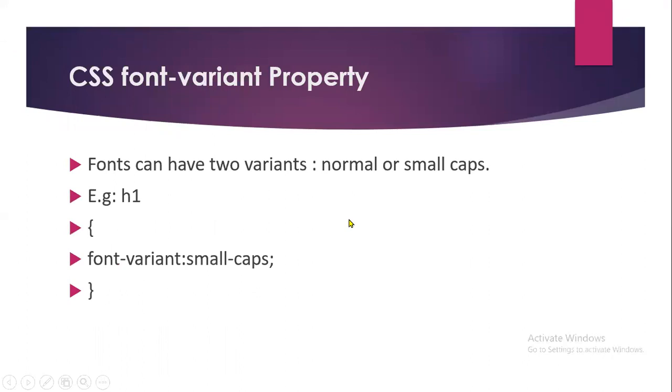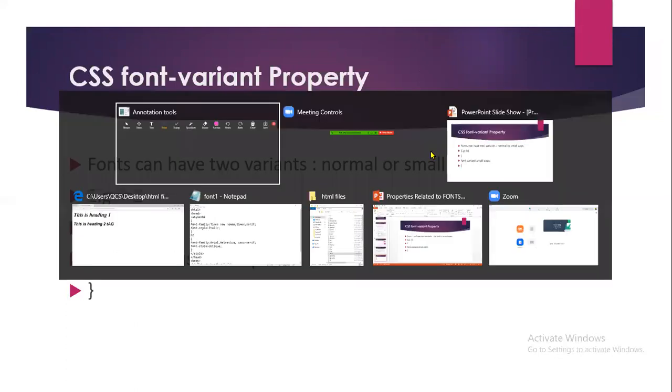So the next property we have is the font-variant property. Fonts can have two variants, which could be normal or small-caps. Normal is the default, whatever is displayed on the screen. That is the output of normal. If you wanted to see the text in small caps, you can use it like this. You will define the name of the selector, then the font-variant property, and then assign the value small-caps. So this will show your text in small caps.